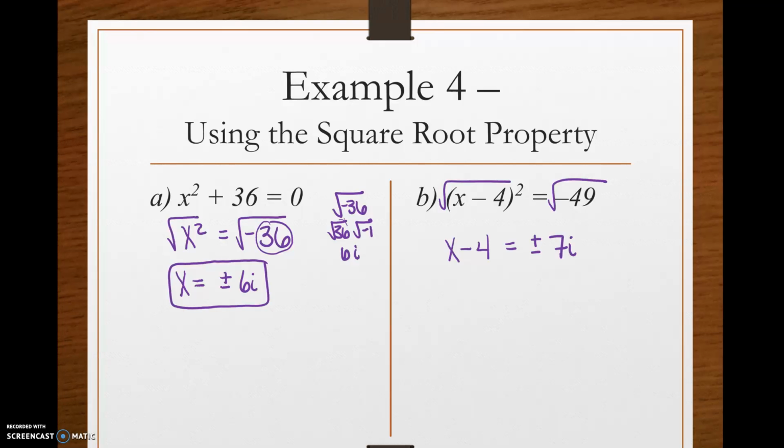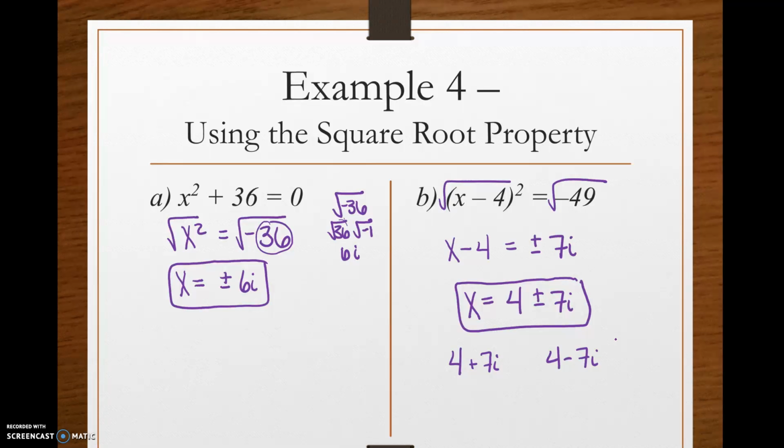Now, this problem is not done. We don't have x by itself yet. We need to add 4 on both sides. You need to put the positive 4 first, then the plus minus 7i. Because the 7 has an i multiplied to it, you can't combine the 4 and the 7. So this is not 11i. They are not like terms. If you wanted to write this as two separate answers, one answer would be 4 plus 7i. The other answer would be 4 minus 7i. But you can't combine them. They are not like terms.